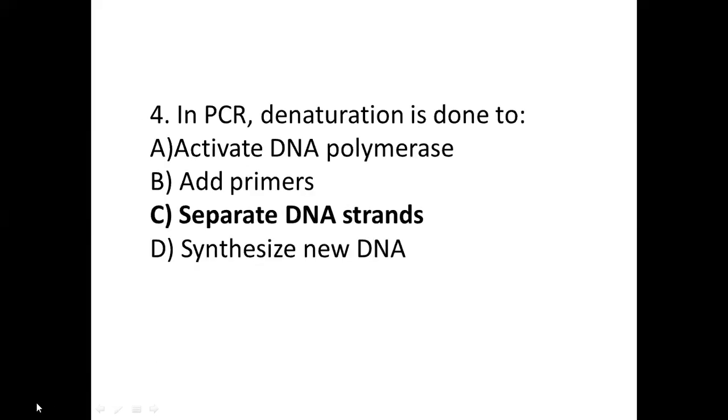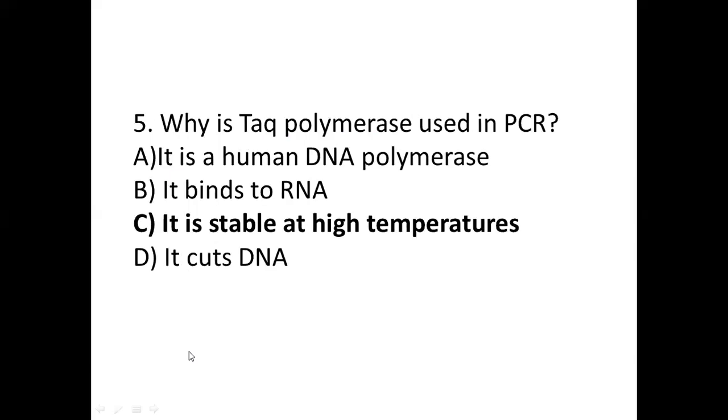Next, fourth question. In PCR, denaturation is done to separate the DNA strands. Done. So to separate double-stranded DNA into single strands we use the technique called denaturation, where it will be denaturing the hydrogen bonds which are present between the two DNA strands.